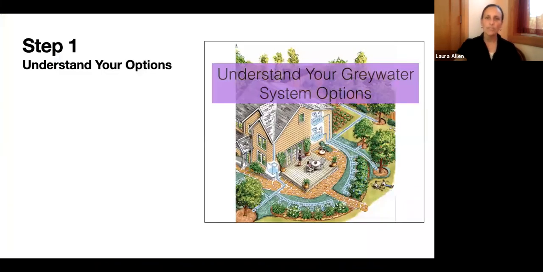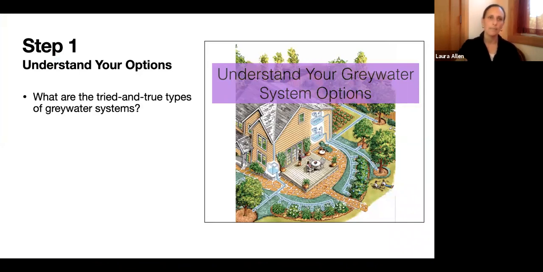The first step is you want to understand your options. And I'm going to encourage you to choose systems I'll call tried and true systems. So they're systems that a lot of people have used. We really understand how they work, what they can do, what they can't do, and how much maintenance they take, so they are well functioning over time. So we'll talk about those in a sec.